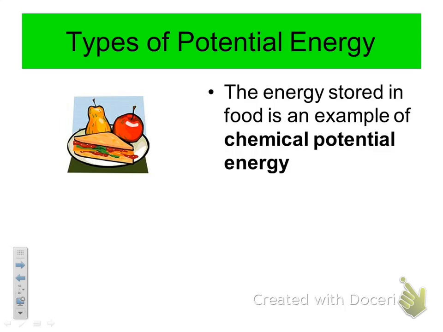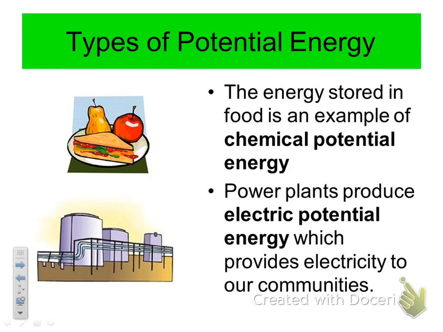All right. So the third type we're going to talk about is electric potential energy. So number 3 is electric potential energy. And so that is what stores most of our electricity to communities.